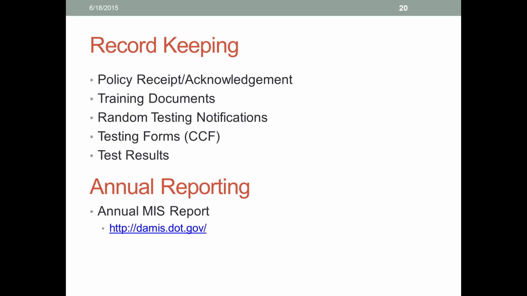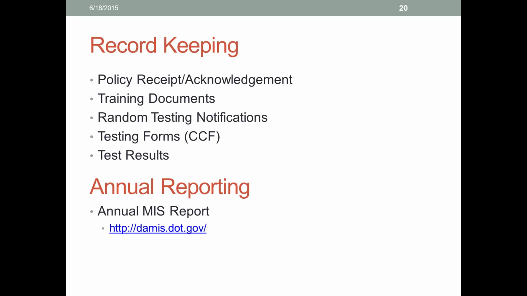This one, however, is not really required by us. This is required by the FTA, much like NTD reporting. It's just an annual report that everybody's got to fill out, whether we like it or not. And it needs to include accurate information on your drug and alcohol testing program. This is the website address to where you would go to submit your MIS report.